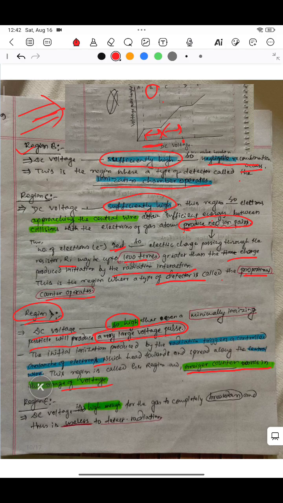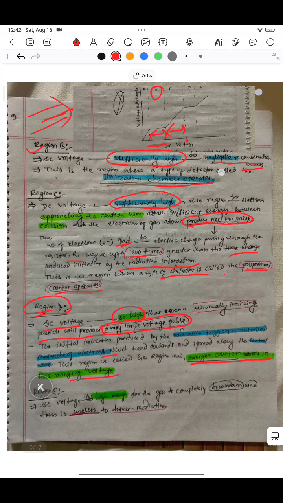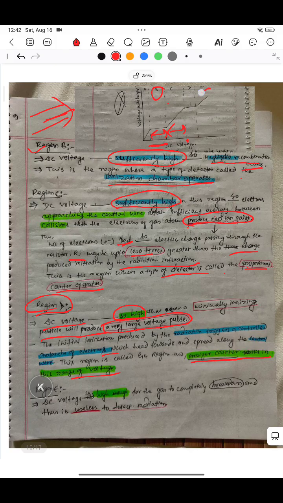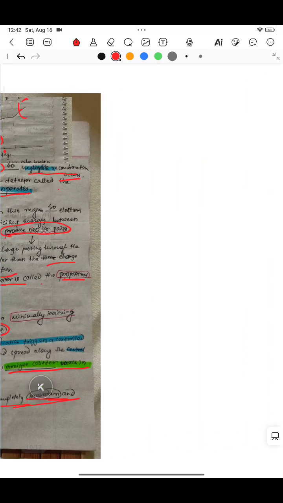And region E, this one is the region E. The voltage is high enough for the gas to completely break down. So there is ionization, even minimal ionization. Here there is so much ionization, up to 1000 times, that the gas completely breaks down and is thus useless to detect the radiation.